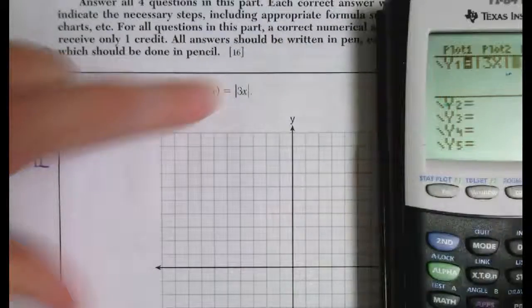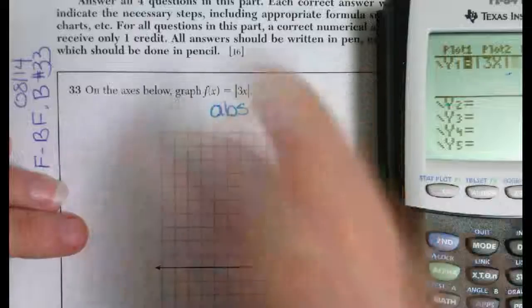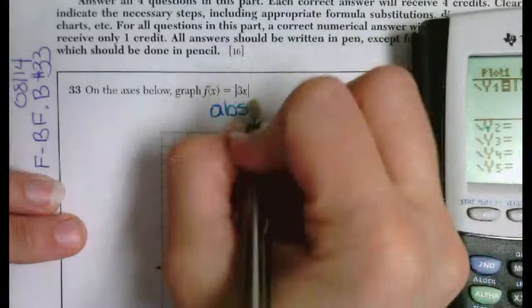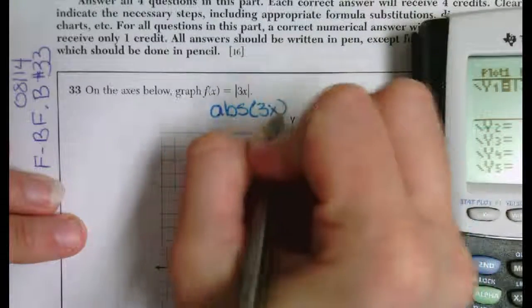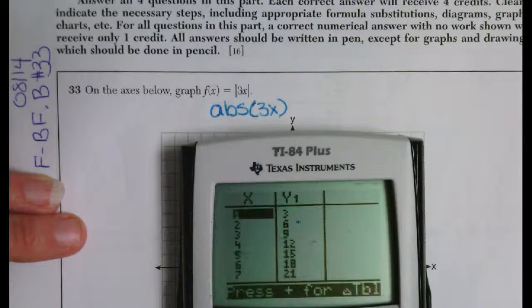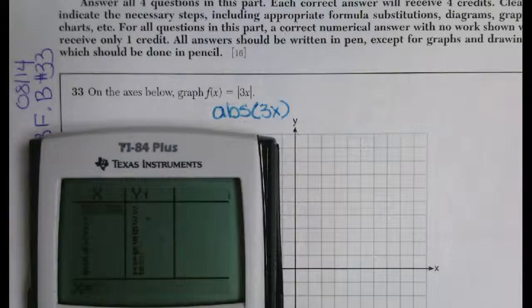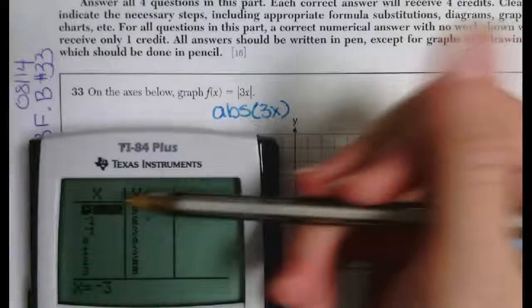Now, some calculators, when you hit ABS, it'll look like this. That's okay. You would just write ABS 3x parentheses. Okay? Now, I can hit graph just to kind of get an idea of what it looks like. And now I'm going to hit second table and see my points. Well, I'm going to see the first point that I can plot is negative 3, 9.